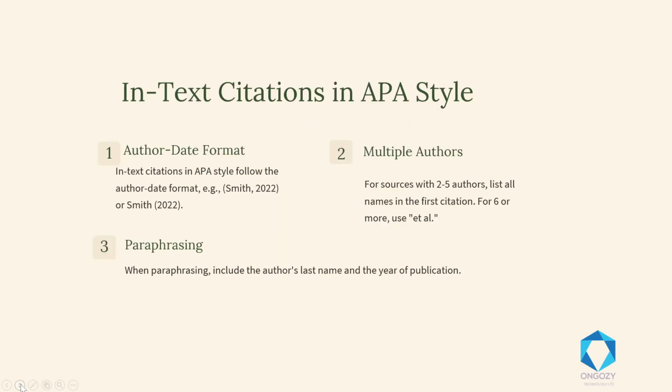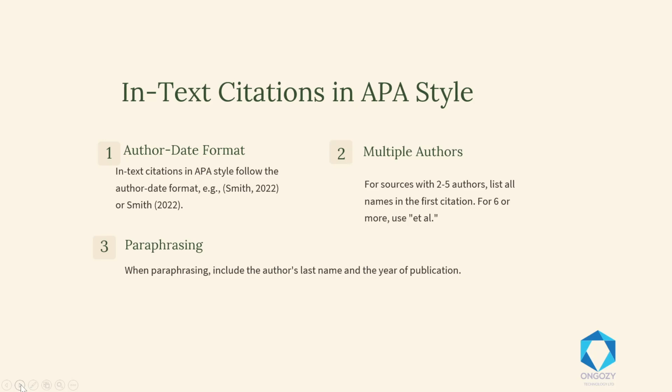So let's look at how to do in-text citations. This one is almost a repetition of earlier citations, but I saw it is good to do it again so that we can get a deeper understanding. Let us look at ways in which we do in-text citations in APA style. Number one, author-date format. In-text citations in APA style follow the author-date format. For example, you can say Smith 2022, or you can put the whole of that in parentheses, or you can say Smith and then the year is in brackets.